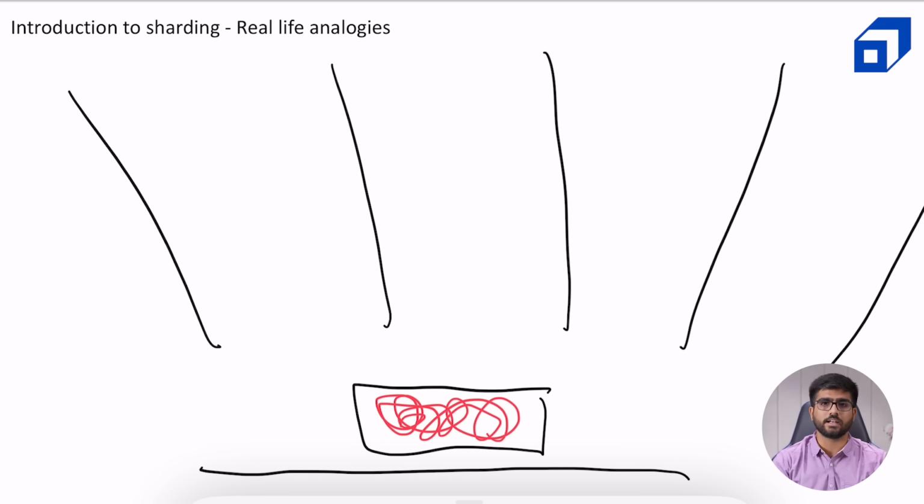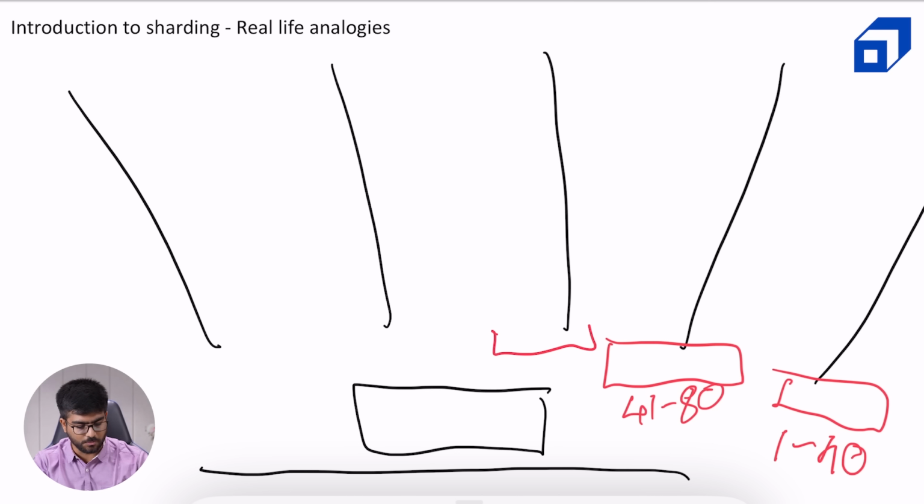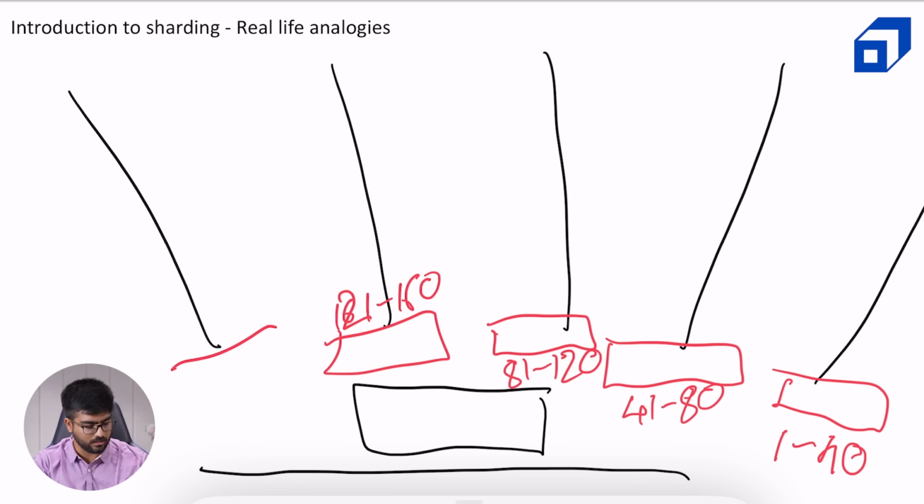After a couple of semesters, he changed the strategy. Instead of putting all the papers on the table, he started keeping them on the first desk of each column. He kept a bunch of papers from roll number 1 to 40 over here, then 41 to 80. Let's assume the class was 200 strong. Then 81 to 120, 121 to 160, and the last batch of 161 to 200.